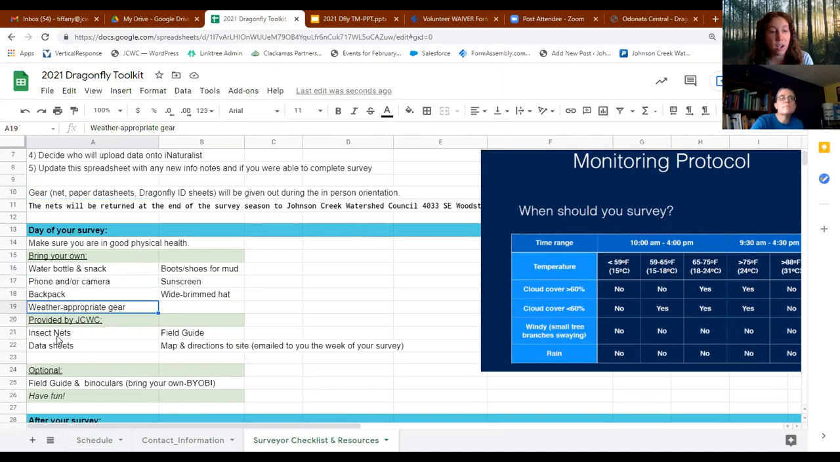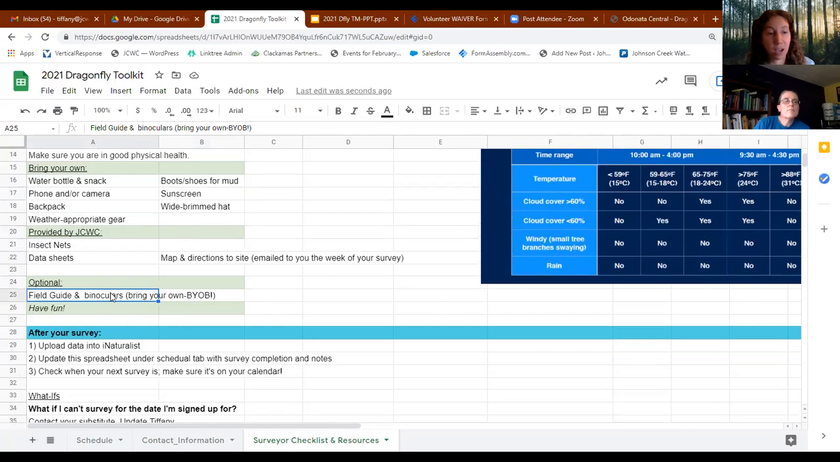And this is something that's also different for this year. I'm sorry, I may be on the wrong version. We're not going to be providing a book this year because of COVID, but what we're doing is giving people lots of links to download apps and information to purchase a field guide if you'd like to have one for your site. Maps and directions to the site, I'm going to email you that the week of your survey. Optional stuff, you can bring a field guide and binoculars.